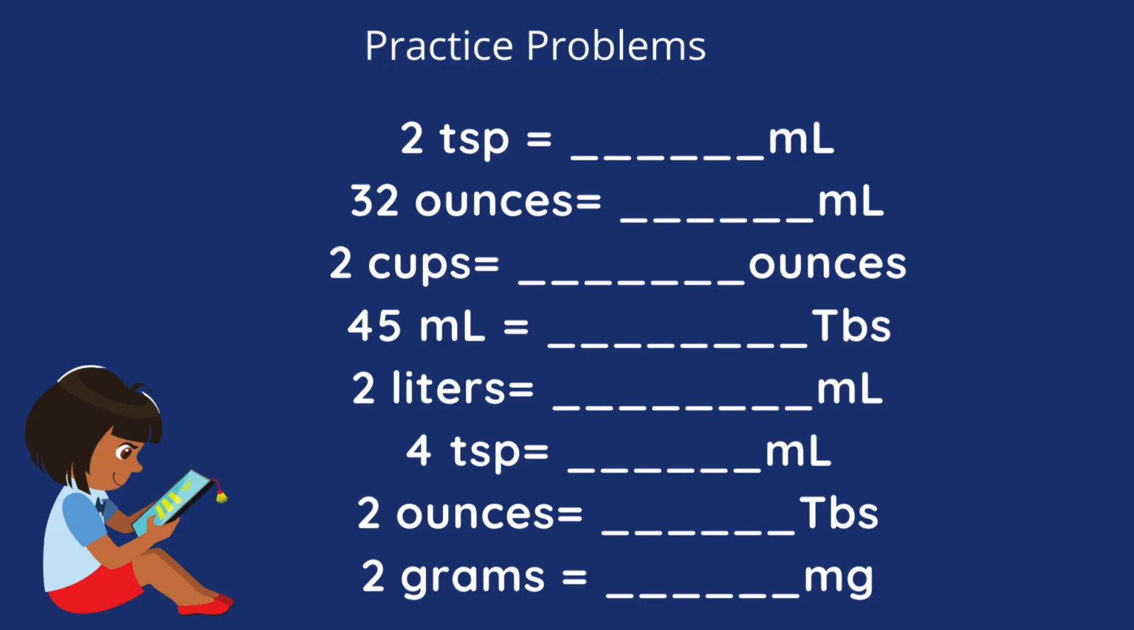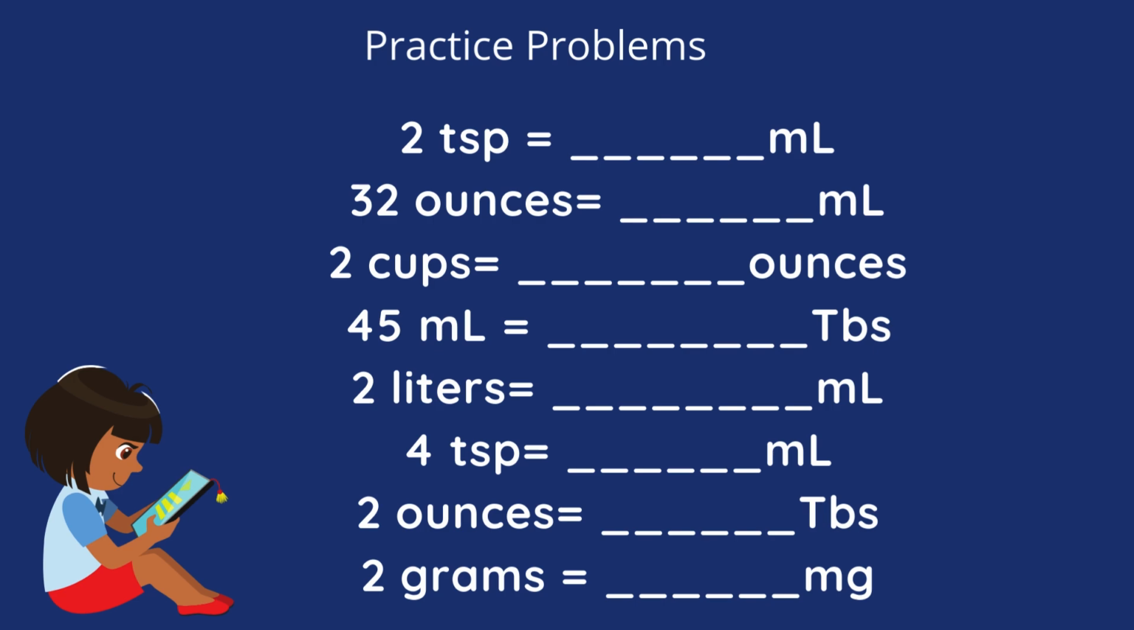The first one, 2 teaspoons is equal to how many milliliters? As you recall, if you memorized or refer to your table to work these out, each teaspoon has 5 milliliters. So 5 times 2 would give you 10 milliliters.